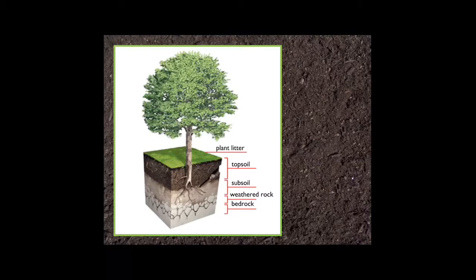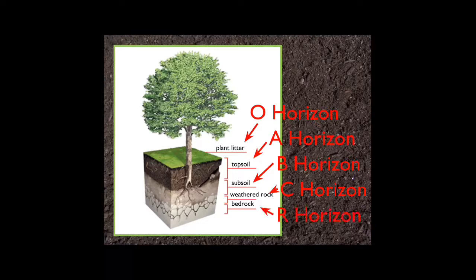Pause the video now and try to correspond each of these with the letter of the soil layer. So pause, and when you're ready, you can come back now. Plant litter corresponds with our O horizon because it contains organic material. Topsoil is our A horizon. Subsoil is our B horizon, and weathered rock is our C horizon. And finally, we have the R horizon.